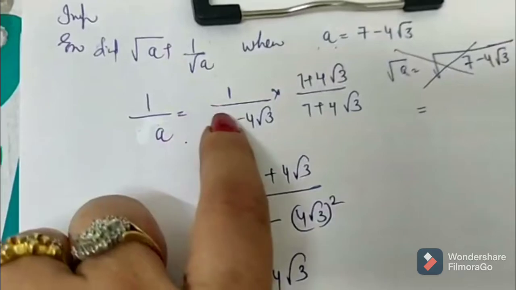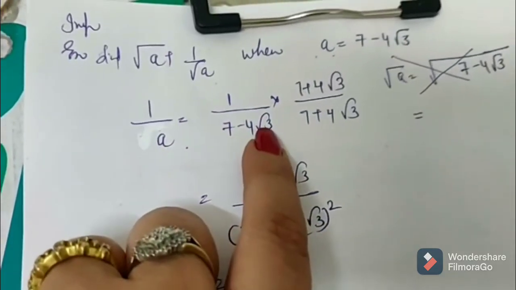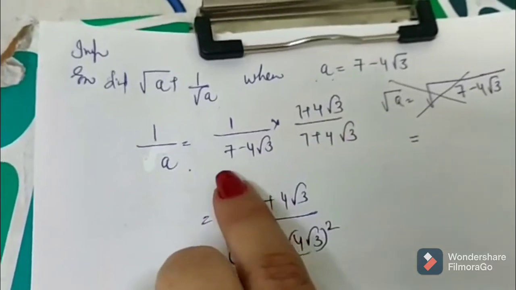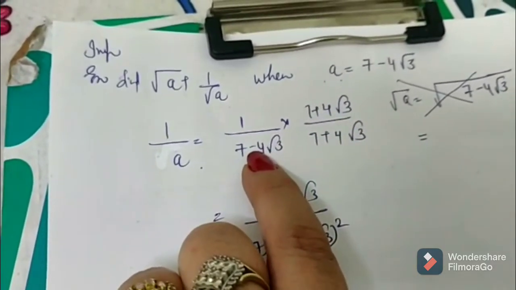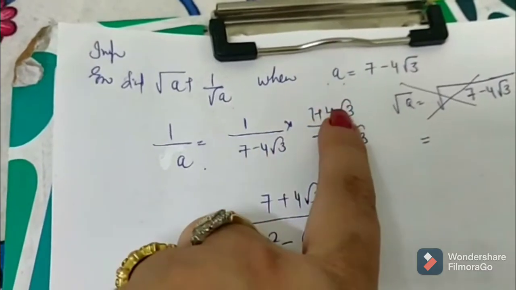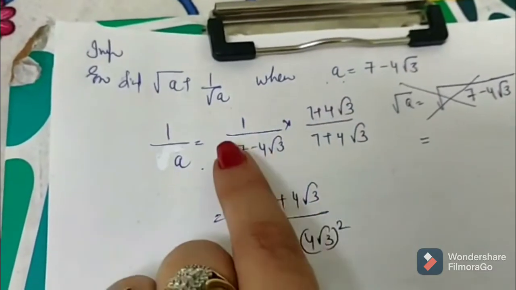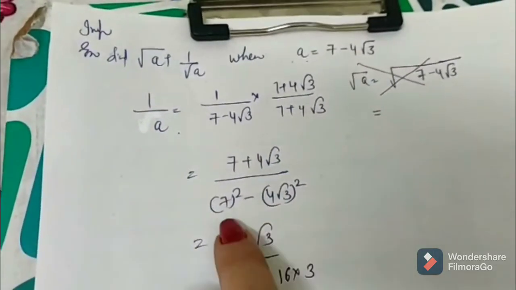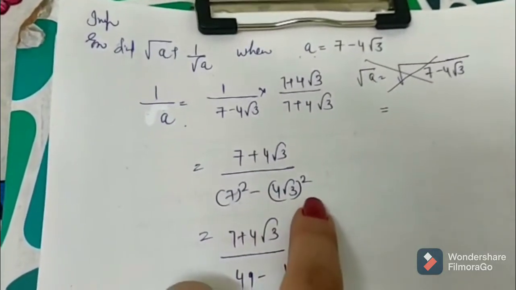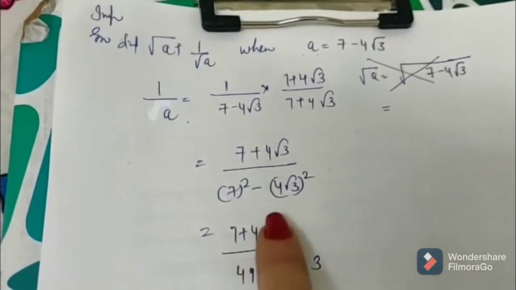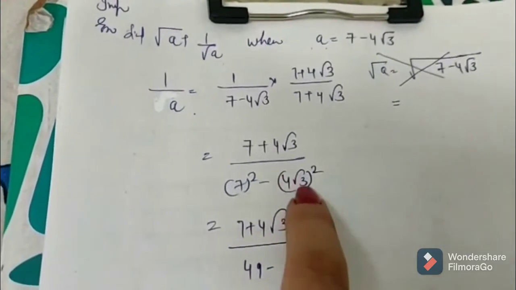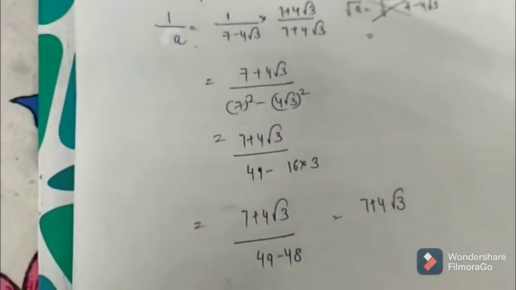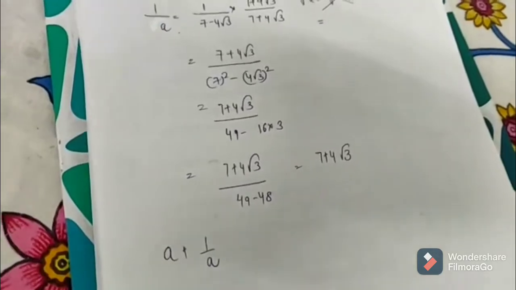1 upon 7 minus 4 root 3. After rationalizing, 7 plus 4 root 3 divided by 7 plus 4 root 3. Always we have to take the opposite sign of the denominator while rationalizing. 7 plus 4 root 3, this is a minus b, a plus b, that is a square minus b square, that is 7 square minus 4 root 3 whole square. 7 square is 49, 4 square is 16, root 3 square is 3, so 49 minus 48, that is 7 plus 4 root 3.